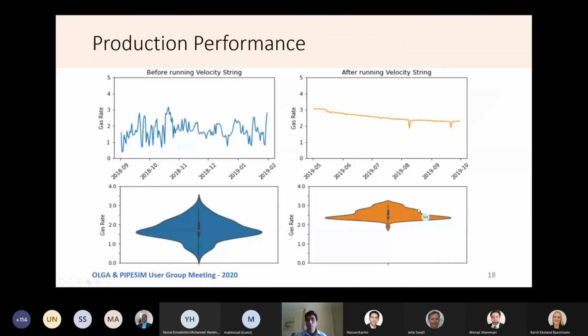In terms of production performance, the production assessment considered 5 months of production before and after running the velocity string. The orange curves represent the performance after running the velocity string. As we see, the production performance profile is more stable compared to the fluctuating performance that we used to get before. And in the violin plots here, the data were more scattered before with a lower mean, but currently the range of data is shorter with a higher mean.